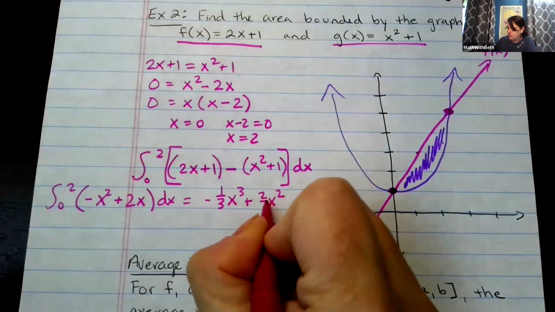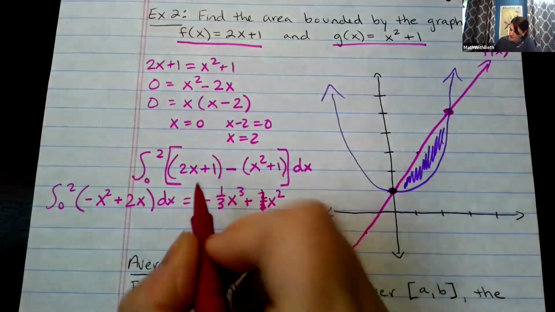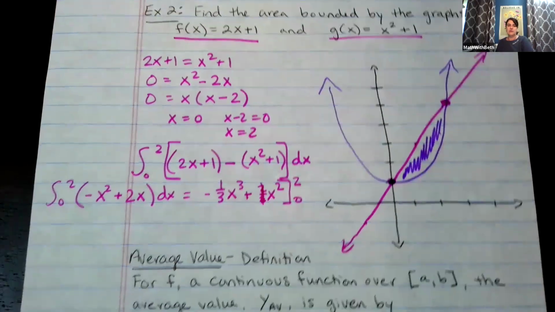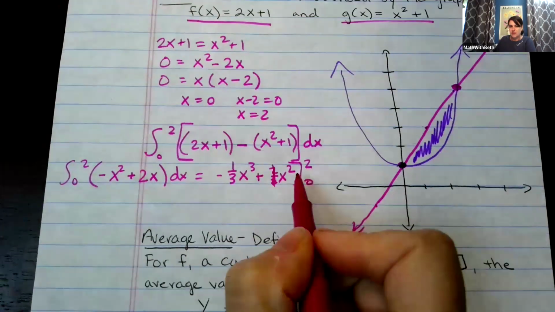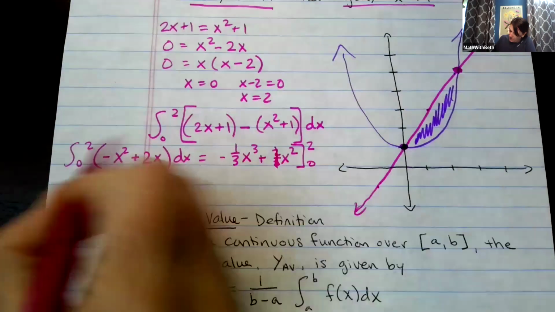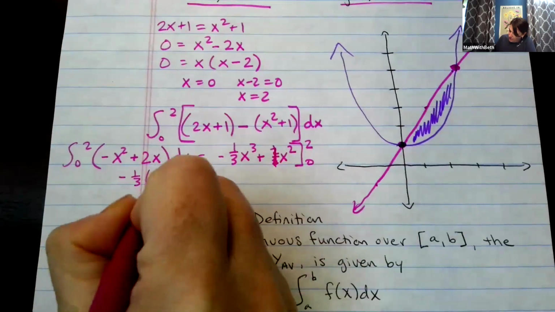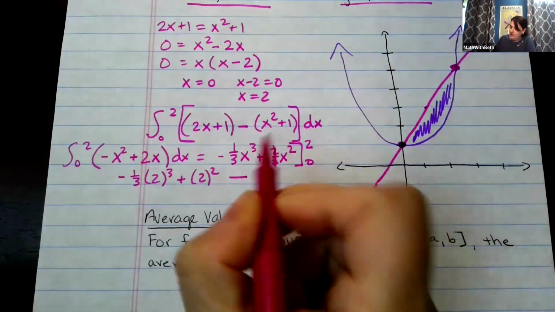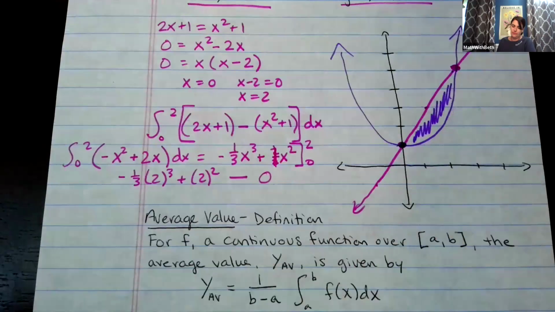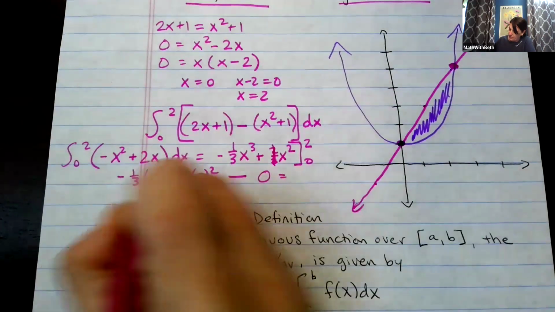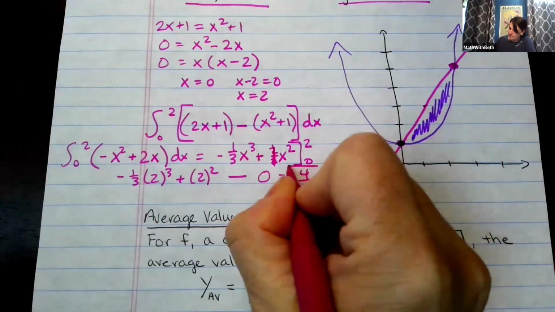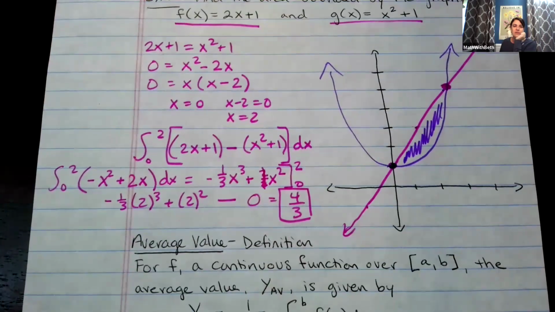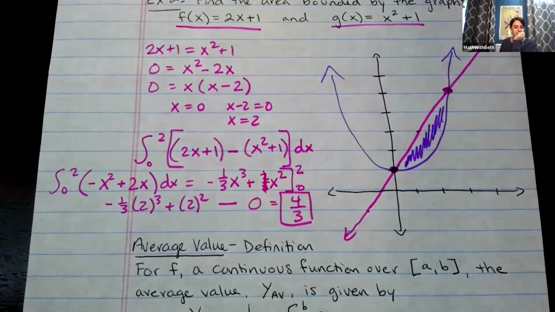So that 2 over 2 wipes out. And I'm going to do this from 2 to 0, meaning I'm going to plug in 2 first and then subtract what I get when I plug in 0. So negative 1/3 plugging in 2 would give me this, minus plugging in 0 into all of that would just give me 0. So I really only have to figure out what that is. And that is 4/3. So that would be the area between these two functions.